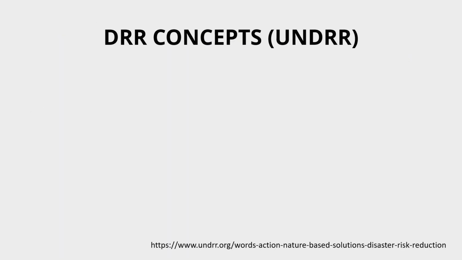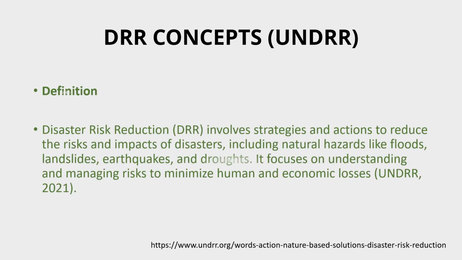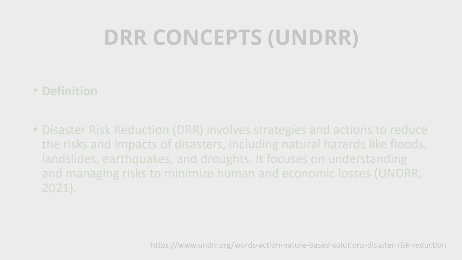As we are talking about the DRR concept, we would like to give a definition that UNDRR provided to help you understand more about DRR. Disaster risk reduction, DRR, involves strategies and actions to reduce the risks and impacts of disasters, including natural hazards like floods, landslides, earthquakes, and droughts. It focuses on understanding and managing risks to minimize human and economic losses. UN 2021. Let us learn more about the key principles of DRR and its importance.